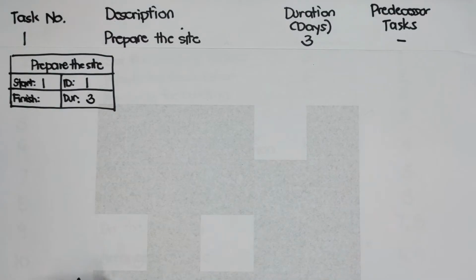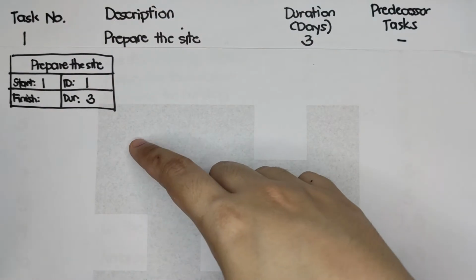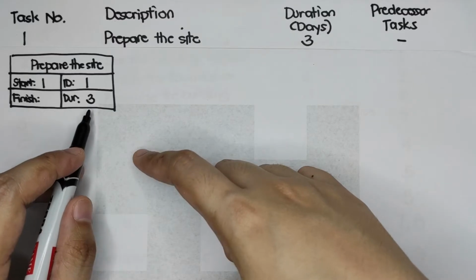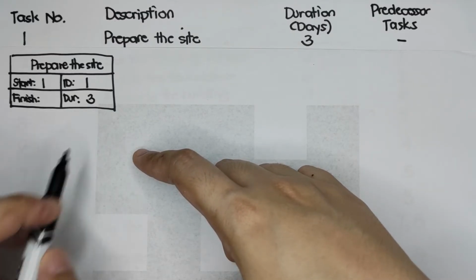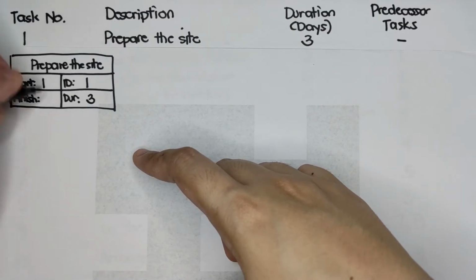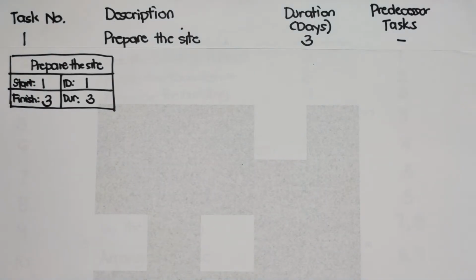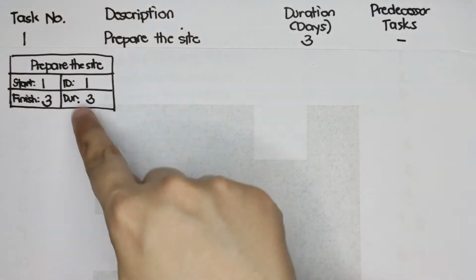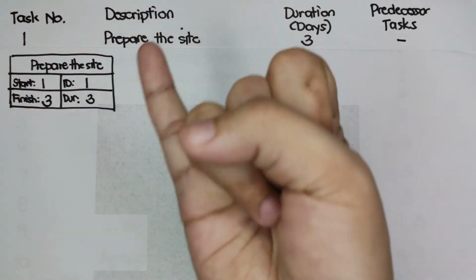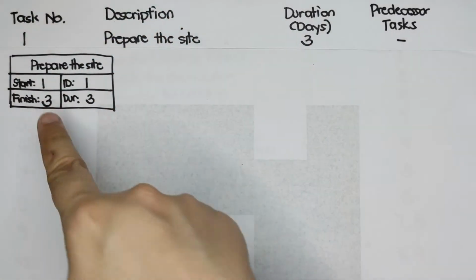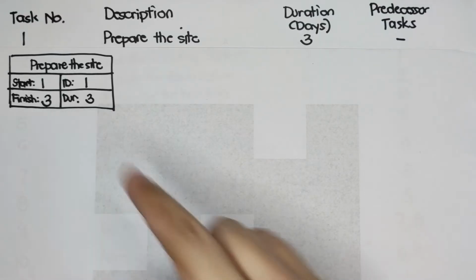So, how to get the finish day? The finish day is 1 plus 3 is equal to 4, minus 1. So it is day 3. It's not the usual counting. For this one, we have 1, 2, and 3. So that's why the finish day is 3.